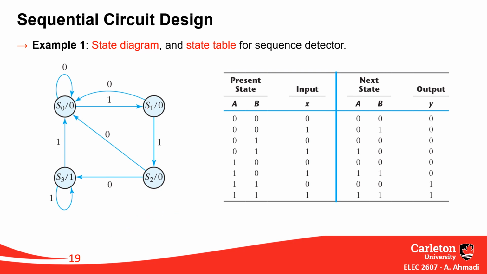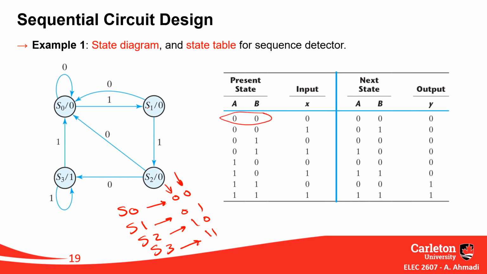To design that, I need a state table. I need to assign codes to my states. So I do similar to what we did before. State S0 will be coded as 00, state S1 as 01, state S2 as 10, state S3 as 11. How many flip-flops do I need? 2. One to save this, one to save the other one. So the table will be a combination of current state and input, which gives me the next state and output.